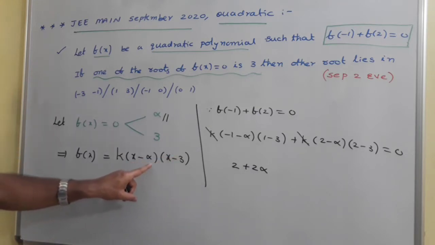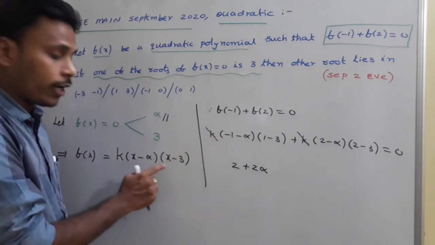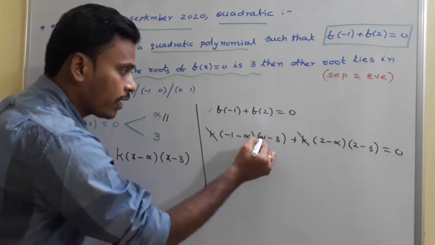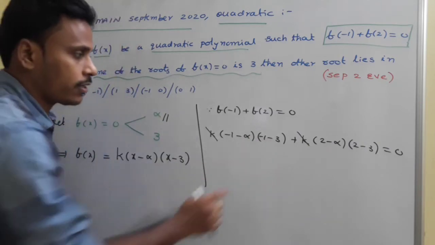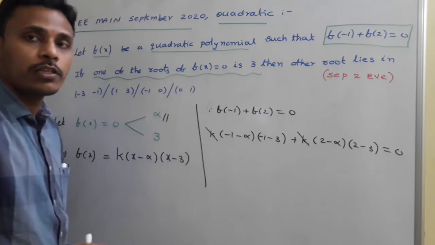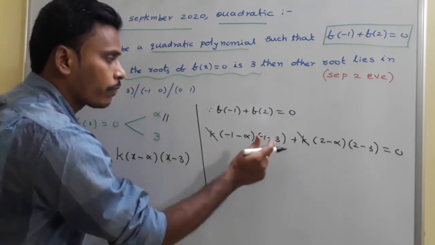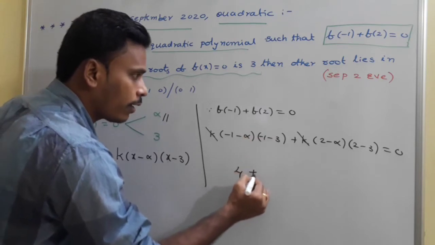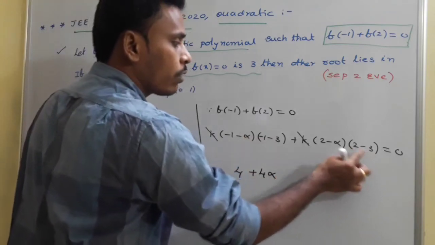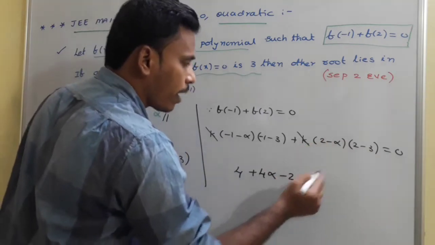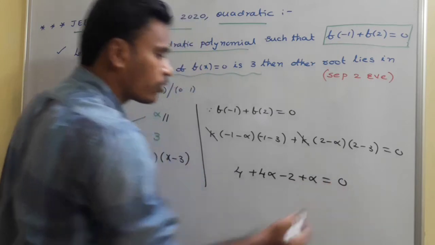Minus 1 minus alpha into x minus 3. So, minus 1 minus 3 we need to consider. Not 1 minus 3, minus 1 minus 3. Minus 1 minus 3 is how much? Minus 4. Minus 4 into 1 is 4. Minus 4 into minus alpha is plus 4 alpha. And this 2 minus 3 is minus 1. Minus 1 into 2 is minus 2. Minus 1 into minus alpha is plus alpha, equal to 0.